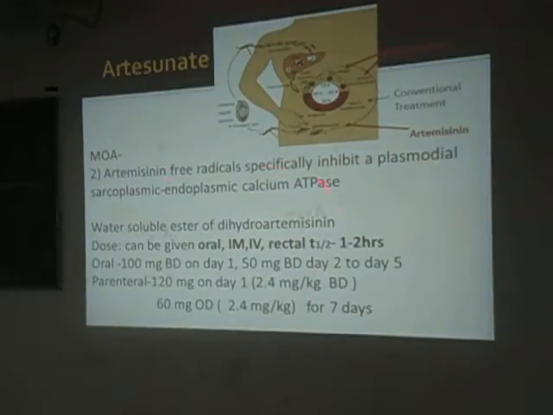The second mechanism of action is on the plasmodial sarcoplasmic endoplasmic reticulum calcium ATPase, which is also affected by these free radicals. They are water-soluble esters of dihydroartemisinin. Now the dose you need to remember is for artesunate. Artesunate, remember, acts smart and short. Why is it smart? Because it can be given by oral, IM, intravenous, and also rectal routes. All the possible routes have been tried, and it is successful, so that's why it is smart. But the negative point here is that it is short acting, 1 to 2 hours, very short. The dose here is 100 mg twice daily, which may not be enough, so intravenously they administer the drug again and again.